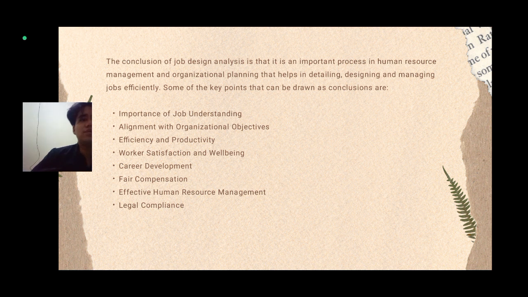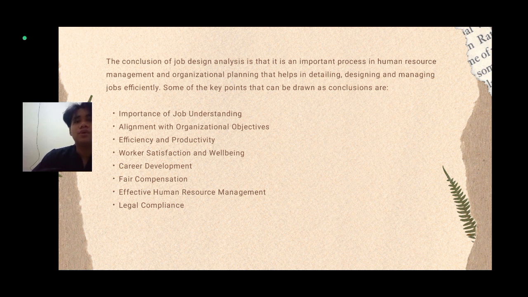The conclusion of job analysis is that it is an important process in human resource management and organizational planning that helps in detailing, designing, and managing jobs efficiently. Some of the key points that can be drawn as conclusions are: the first is importance of job understanding. The second is alignment with organizational objectives. The third is efficiency and productivity.